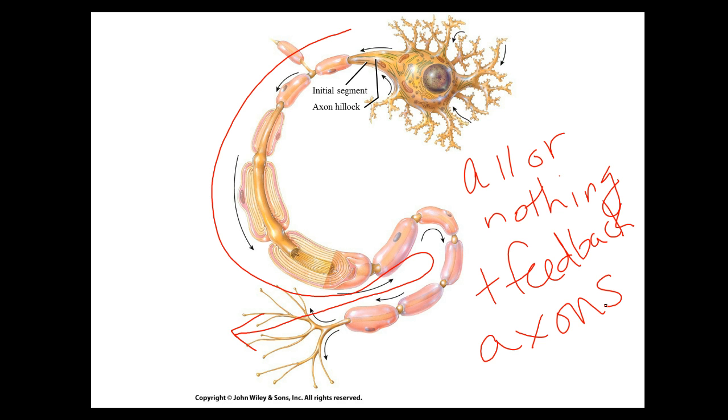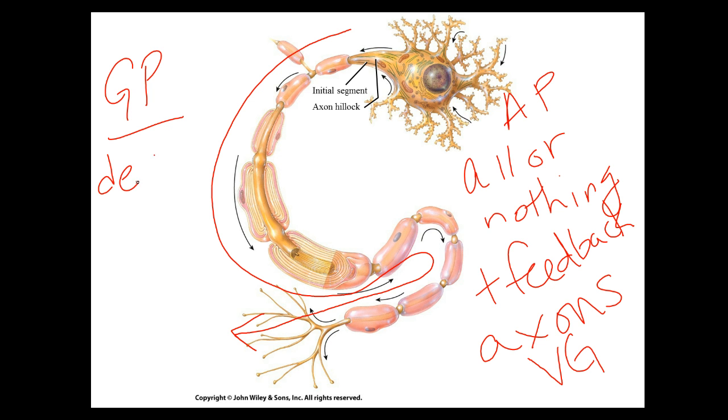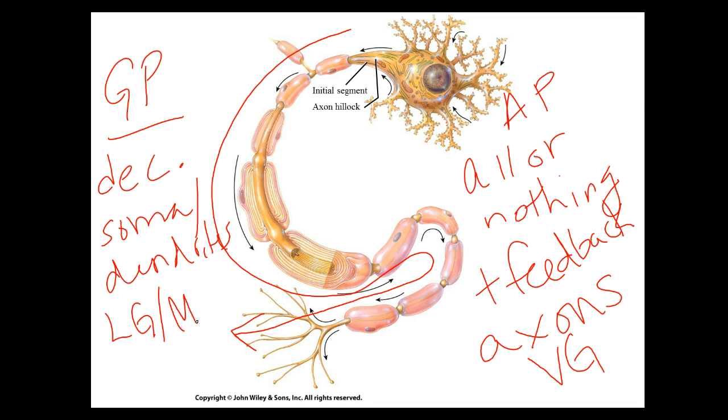So, action potentials: all or nothing. They're controlled by positive feedback. They occur on axons, and they're going to be controlled by voltage gates. Graded potentials are going to be decremental, meaning they die out. They occur on somas and dendrites, and they're primarily going to be controlled by ligand gates, but mechanical gates can also participate.